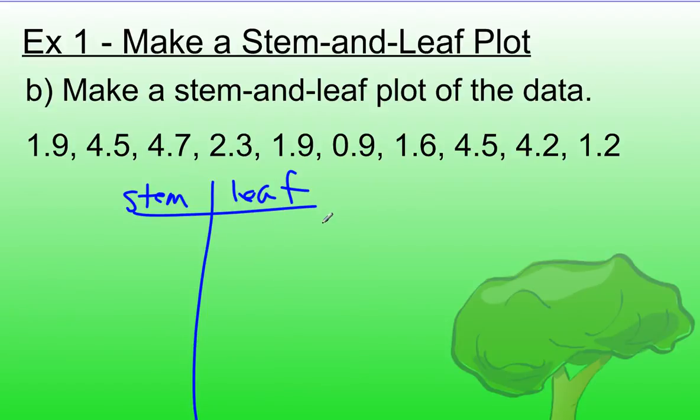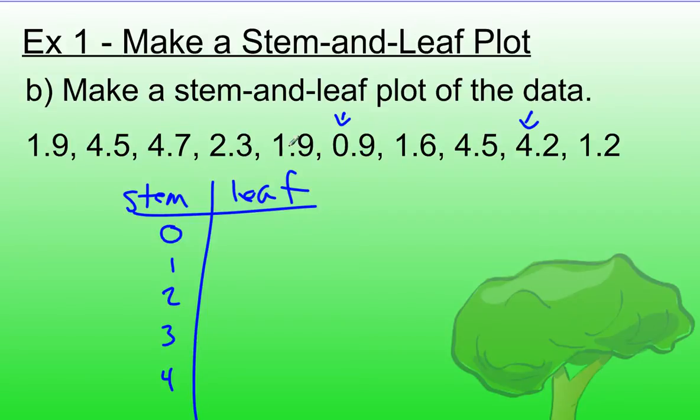What is the smallest stem? Well, notice how each of these is still a 2-digit number. There's 2 different digits on each of them. So smallest stem is 0. The largest stem is again 4. So 0, 1, 2, 3, 4. You include every number in between. So we have our stem.